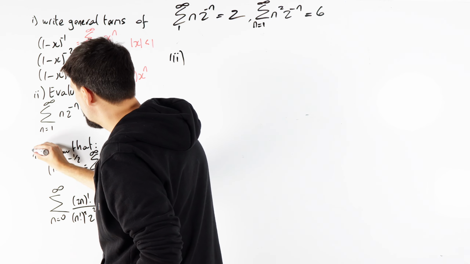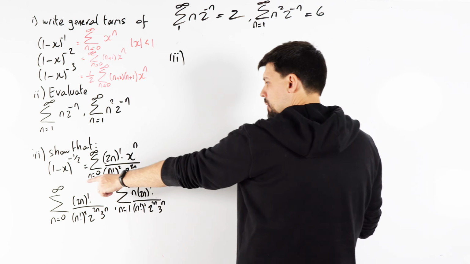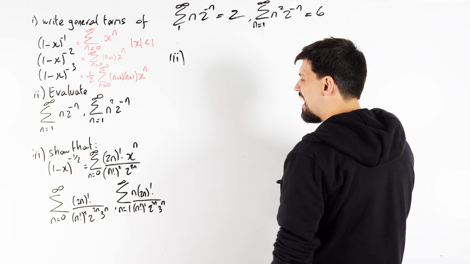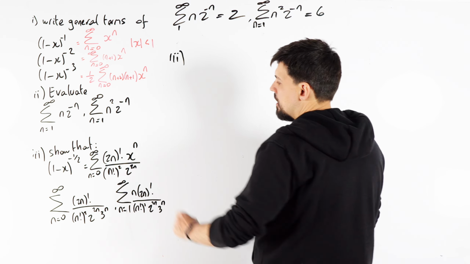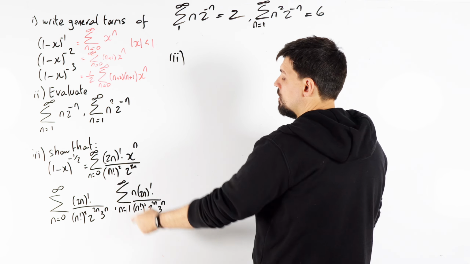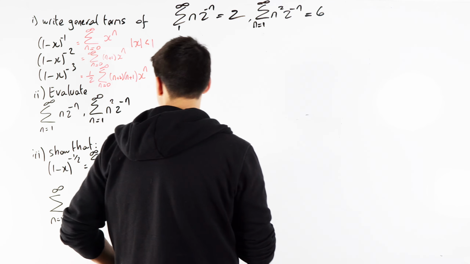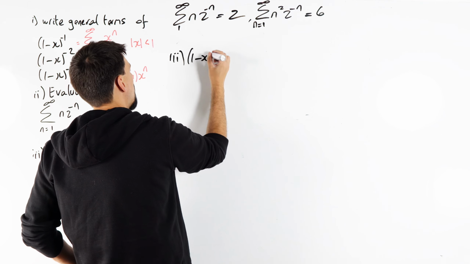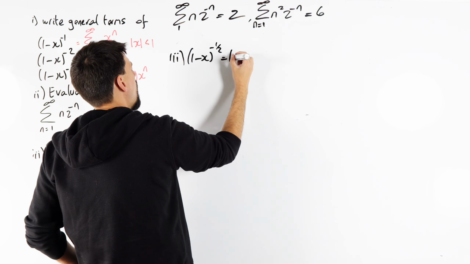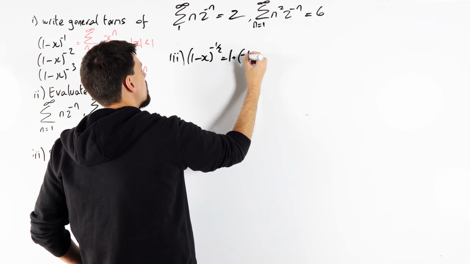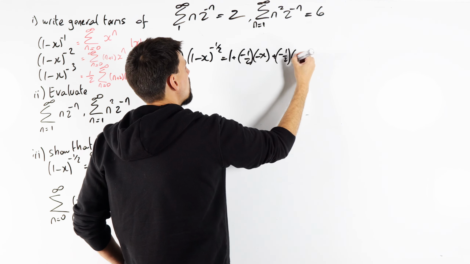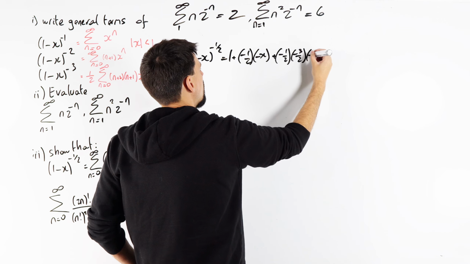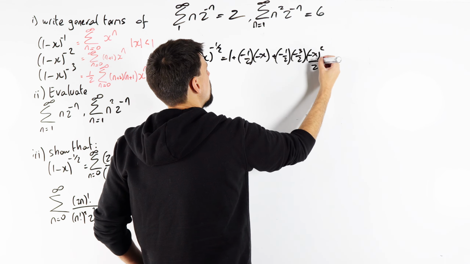Part 3. Let's do something with this: 1 minus x to the minus half. I'm going to have to do this like a grown-up because I can't differentiate this at all to get there. So let's get a few terms out. 1 minus x to the minus a half is 1 plus minus a half times minus x plus minus a half, minus 3 over 2, times minus x squared over 2 factorial.